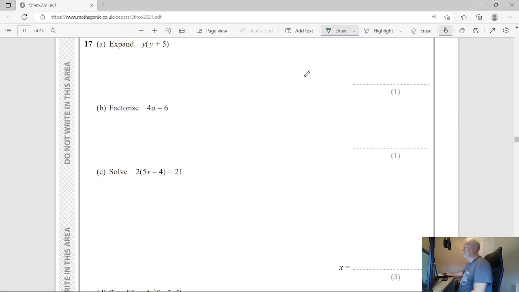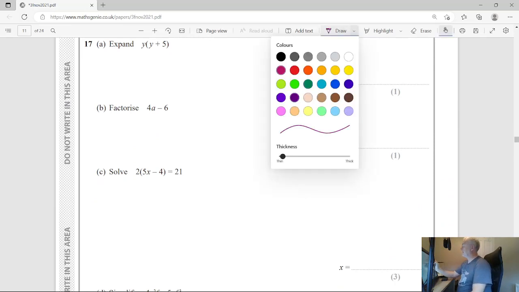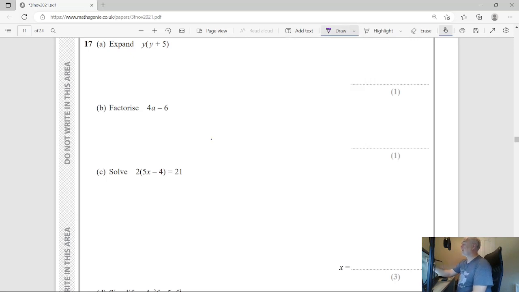Question 17. So we've got 3 algebraic sums to be able to do. So expand just means to times out. Again, I can't use the calculator for this because it doesn't do it alphanumerically. We can't put letters into it. So y times y is going to give me y squared. Y times 5 is going to give me 5y.